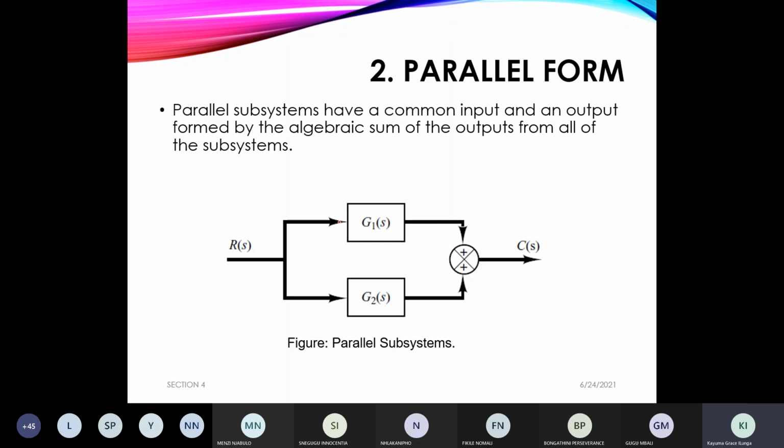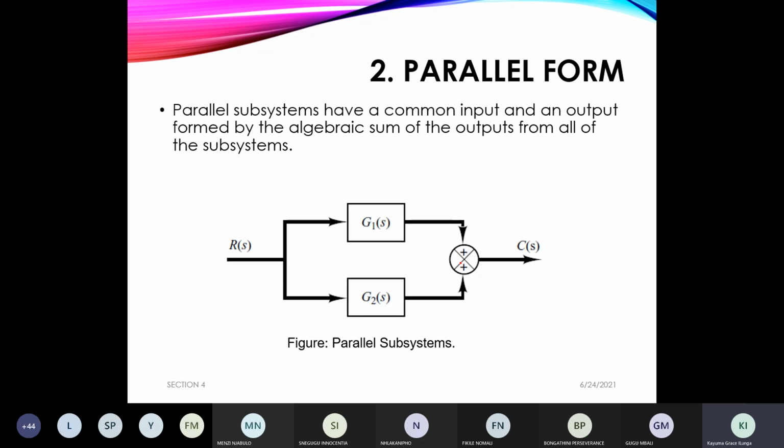So look for the direction of the arrows, so that can help determine whether it is the parallel or something else. So for the parallel, it's also easy to understand. The parallel is just to do the sum of the block diagram.